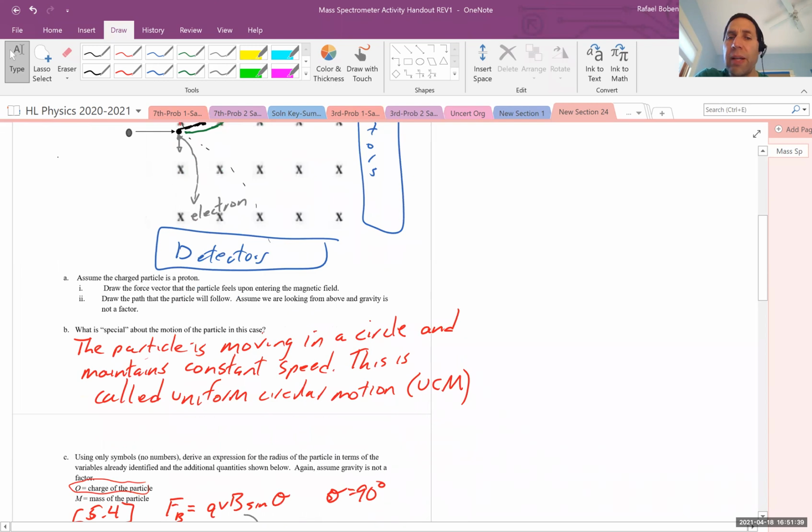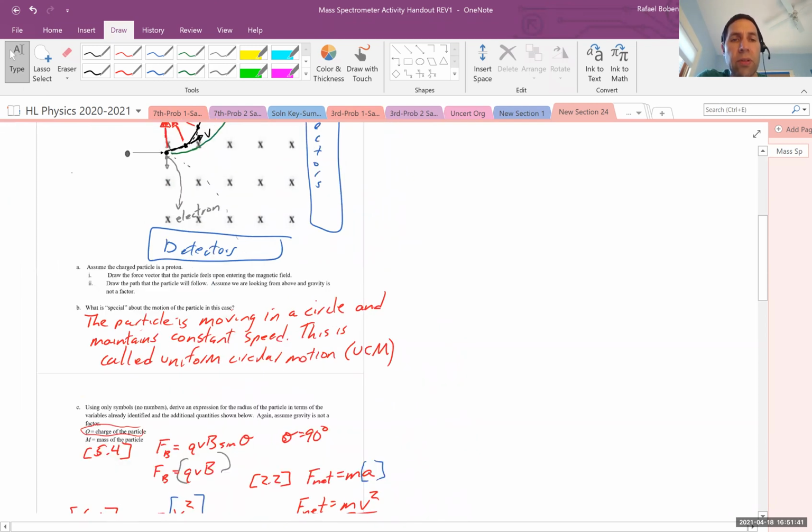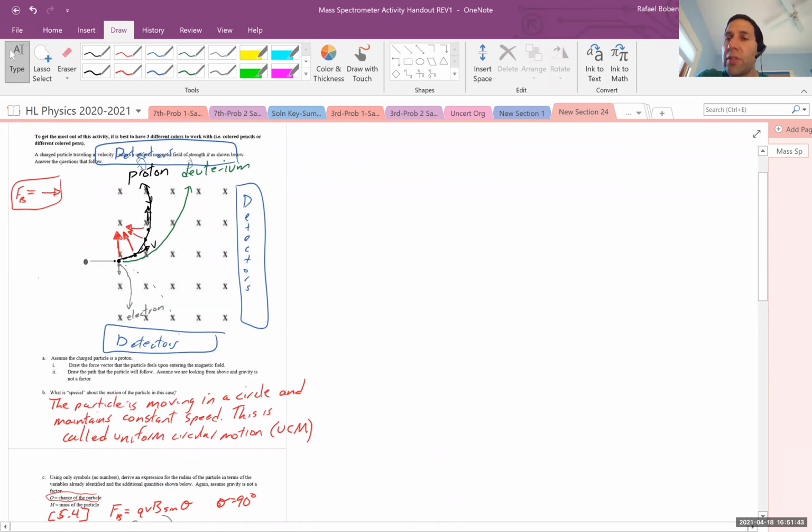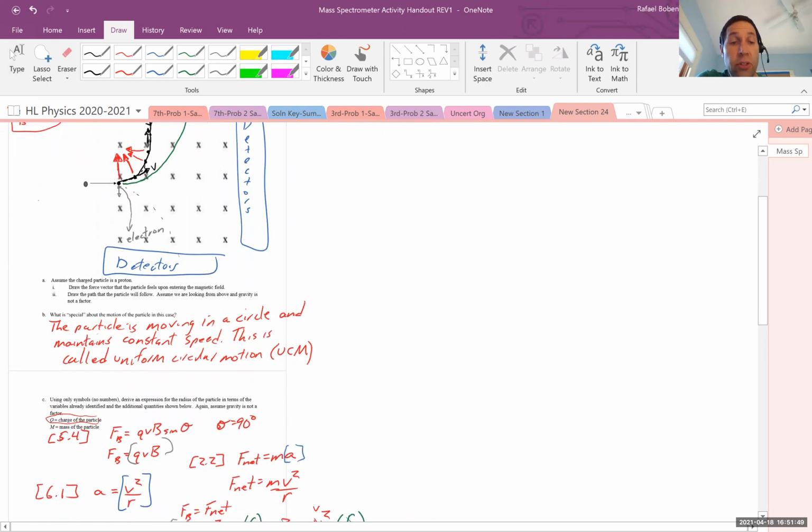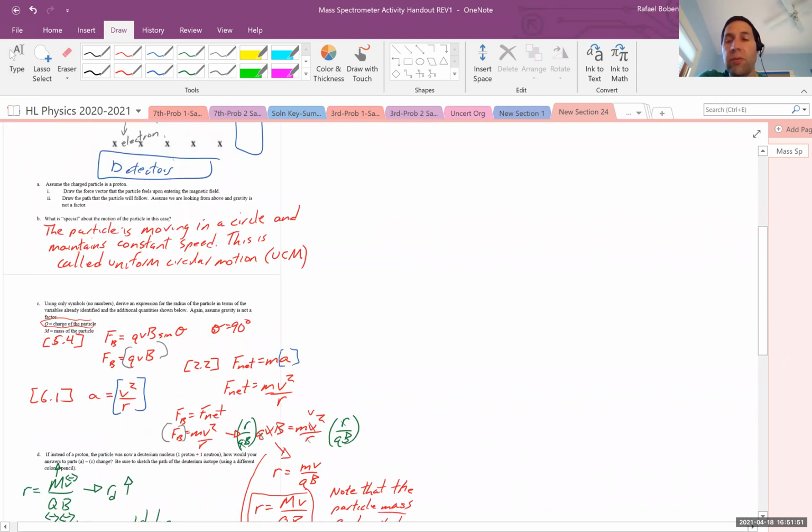So I could go on and on about this, but this is an incredibly useful, important application of some of the ideas we've been using, namely electromagnetism, the right-hand rule, going back to circular motion, and obviously Newton's laws.